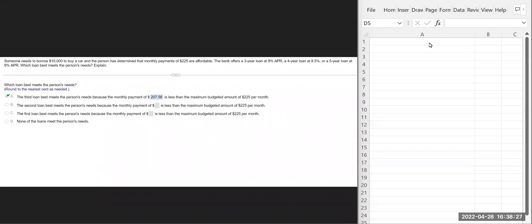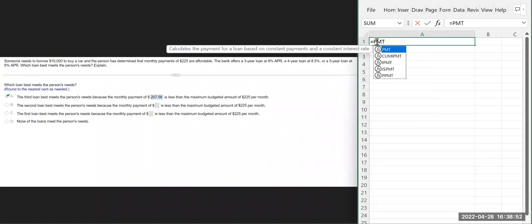Okay, now we have to resort to Excel. That's why Excel is showing up here. So I'm going to start with one. The first cell will stand for bank number one. We're going to use Excel's PMT function as we did in the previous video. If you haven't watched that, look for that. So we do equal sign and then PMT, right?